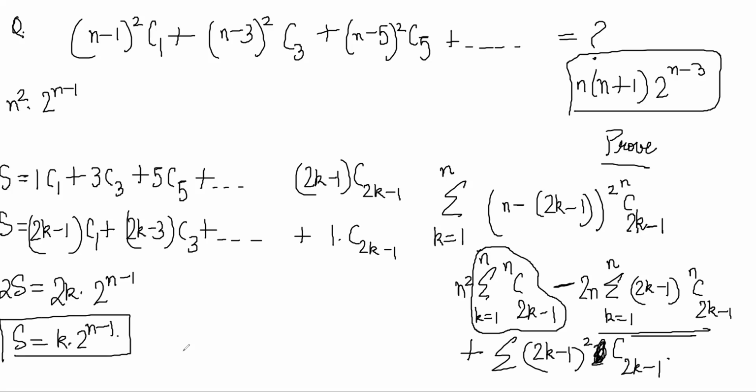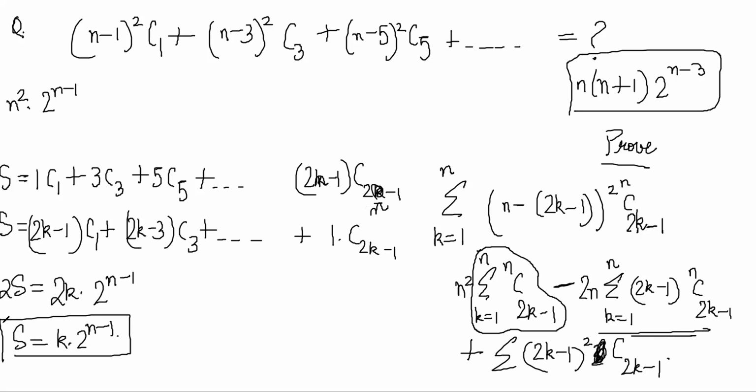Wait, k should not have been there, no? This summation was from k is equal to 1 to n. Oh, the last term was not k, it was n, no? What am I doing? The last term has to be n, right?